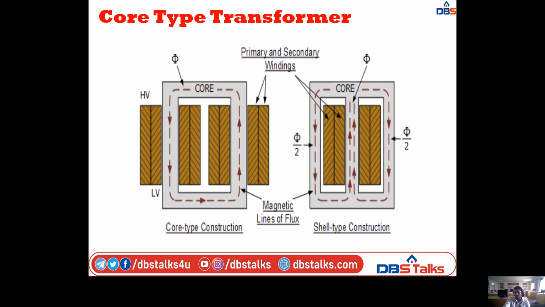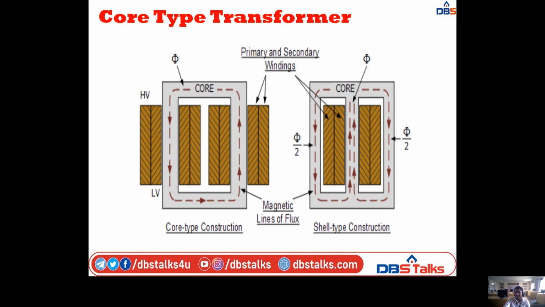Coming to the shell type construction, I know you understand this diagram. Here the core is divided into two parts. The entire circular rectangular shape is there, but in the inner part we connect the primary and secondary windings. In the core type transformer, the windings are on the outside of the core, and in the shell type transformer, the windings are on the inside of the core.